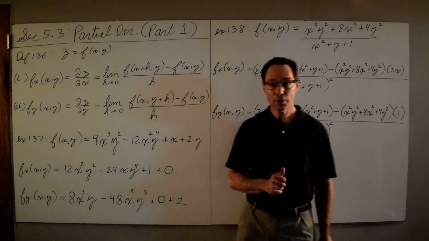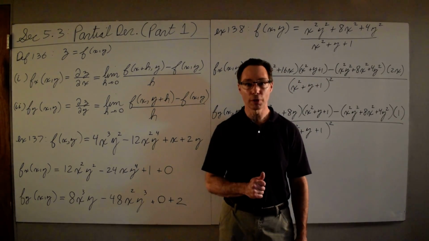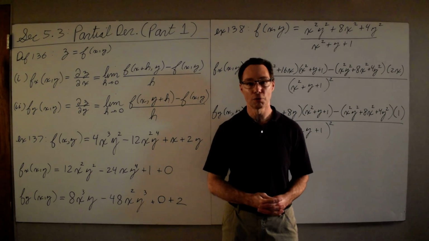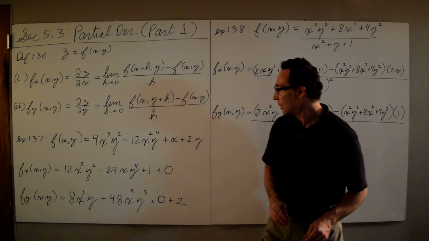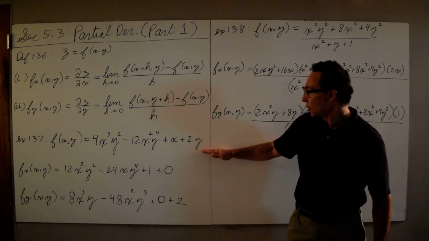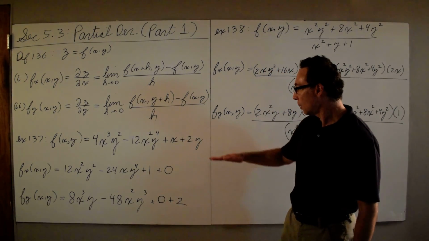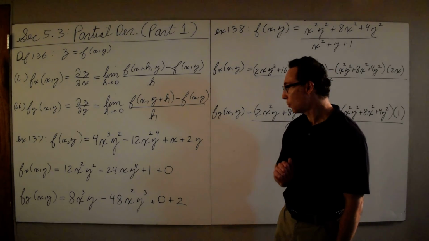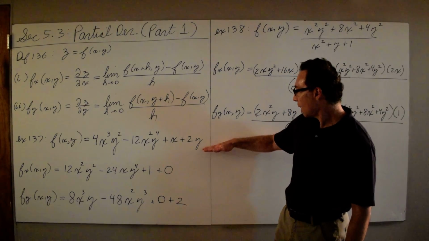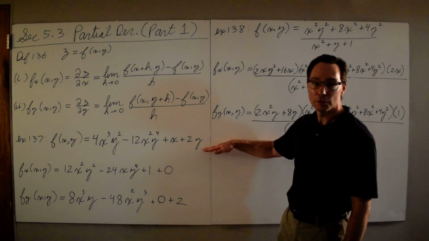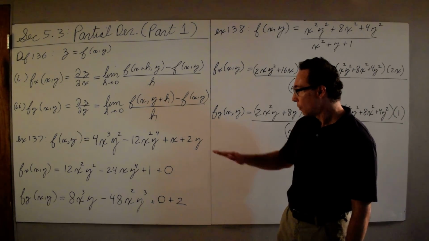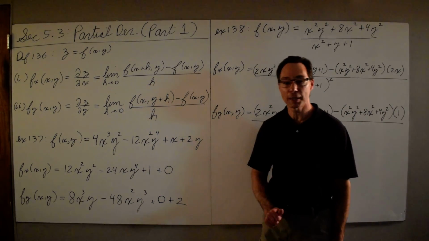And so in Calculus 1, something that we discovered is that polynomials were very easy to differentiate. And so in Calculus 3, polynomials are fairly easy to find the partial derivatives of. And so let's look at example 137. So we have this polynomial. It's a function of x and y. We're going to take the partial derivative with respect to x.